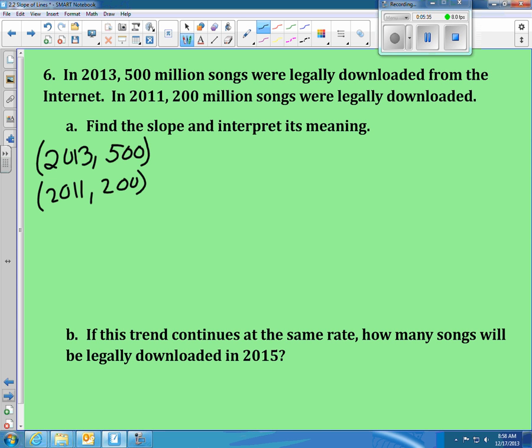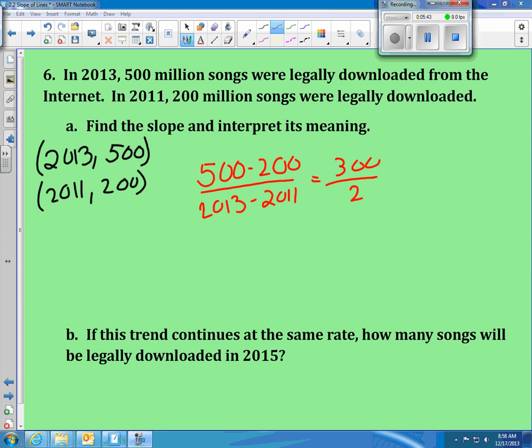All right, so go ahead and find that slope. So pause the video. When you come back, we'll talk about the slope. All right, so you should have about 300 over 2. Well, we're again going to divide those because we're going to talk about per year. So we have about 150 million, there we're going to put that million back in, songs downloaded per year.